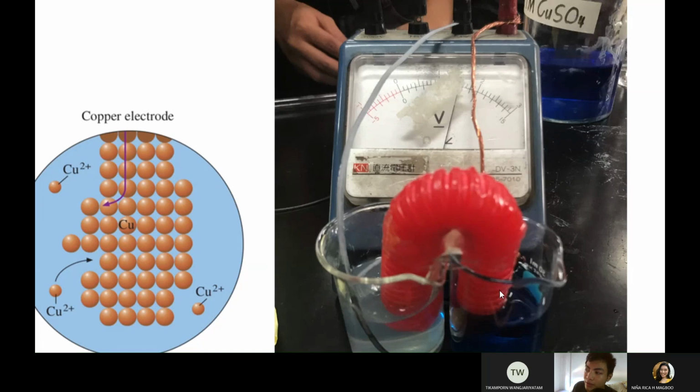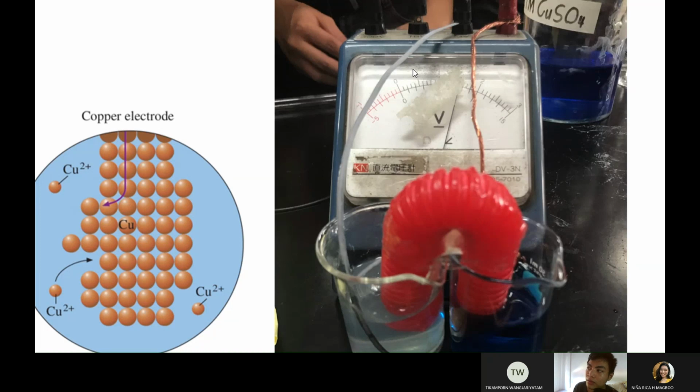And then in between I have this salt bridge. The salt bridge is used to maintain electrical neutrality. This will be discussed in the lab anyway. So this is our setup. We have magnesium solution, the metal, the magnesium electrode, then we have the copper solution and the copper electrode here.